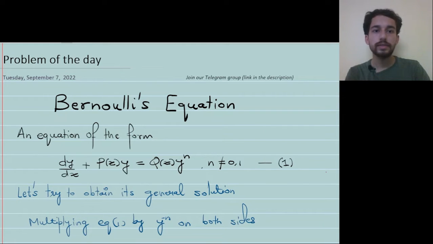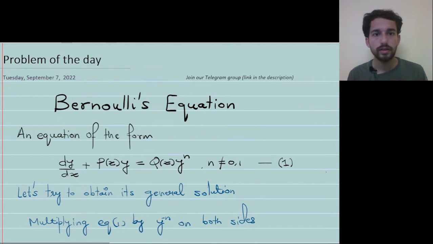In this lecture today, we're going to discuss the problem of the day for 7th of September. Today we're going to discuss the topic of Bernoulli's equation, what we mean when a differential equation is said to be Bernoulli. After that, I'm going to give you a partial proof of how you can prove it to find its general solution, and based on that I will give you around 5 problems which you have to try and solve. So let's begin our lecture.